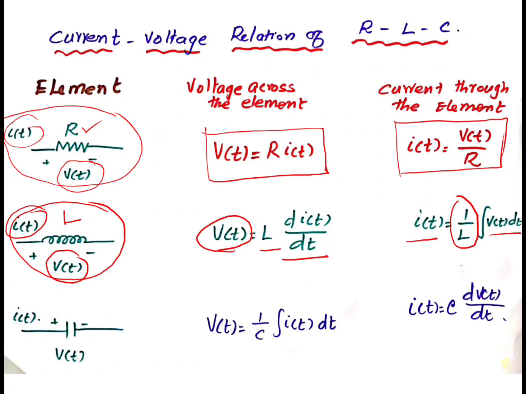Next, we are going to discuss about capacitor. So, it's a storing element. The voltage across the capacitor is V of t, and current through the capacitor is I of t, and the relationship between V of t and I of t because of the capacitor is V of t is equal to 1 by C integration I of t into dt, and current through the capacitor I of t is equal to C into dV of t by dt.